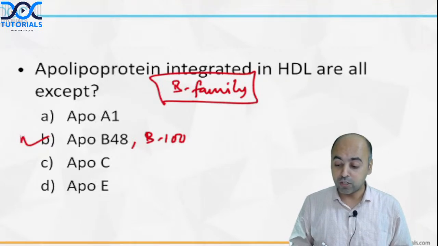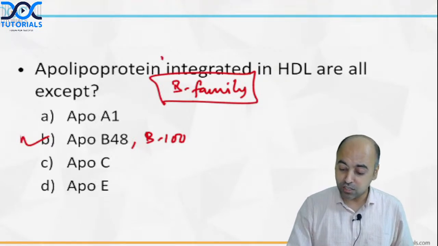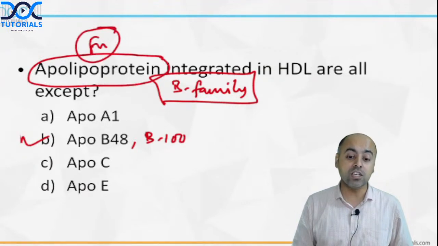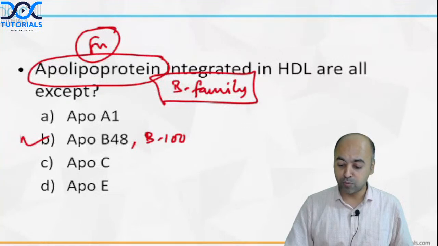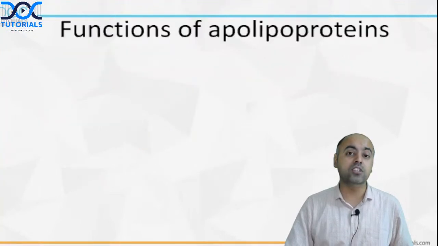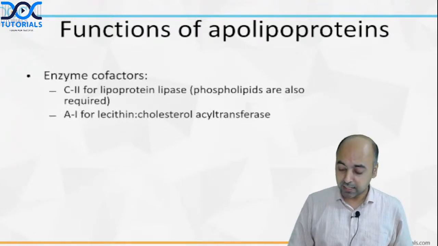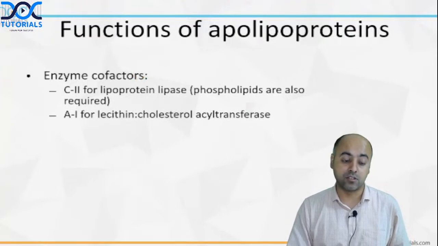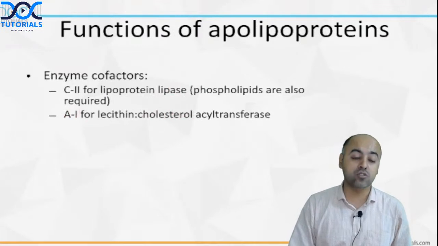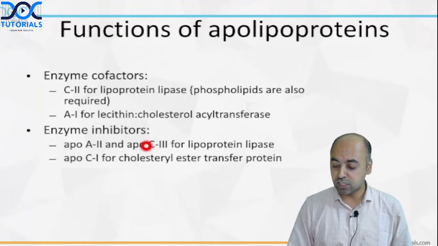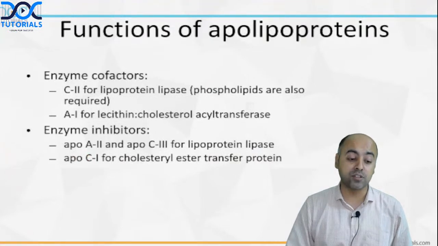In this context, what you should know is the function of the apolipoproteins. This is also very frequently asked. So let us take a quick look at the function of apolipoproteins. Number one, they can act as enzyme cofactors. ApoC2 will activate lipoprotein lipase, and ApoE1 will activate lecithin cholesterol acyltransferase. They can act as enzyme inhibitors. ApoE2 and ApoC3 will inhibit lipoprotein lipase. ApoC1 will inhibit cholesteryl ester transfer protein.